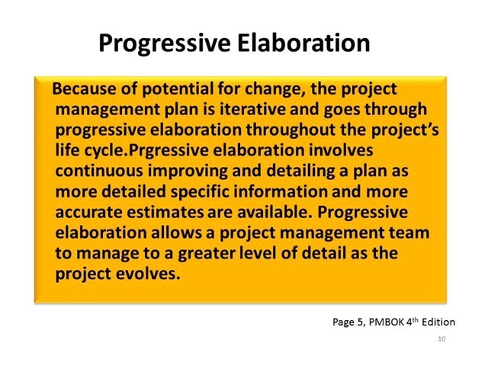Progressive elaboration is the third characteristic of a project. Because of the potential for change, the project management plan is iterative and goes through progressive elaboration throughout the project's life cycle. Progressive elaboration involves continuously improving and detailing a plan as more detailed, specific information and more accurate estimates become available. It allows a project management team to manage to a greater level of detail as the project evolves.